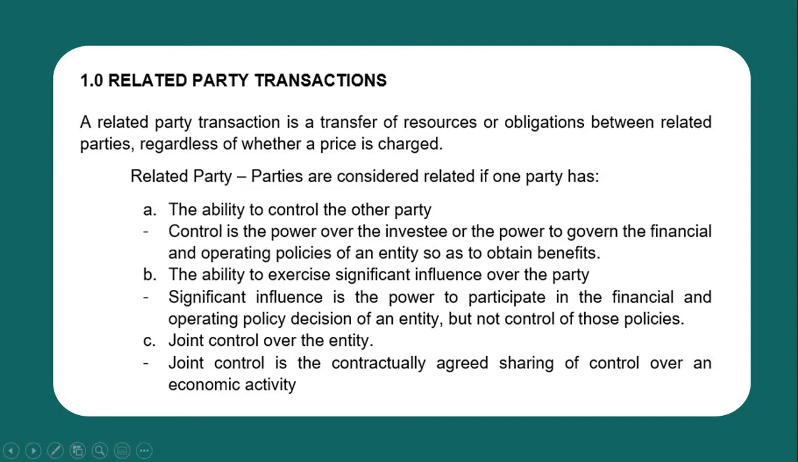And last but not the least, one party has joint control over the entity. Joint control is the contractually agreed sharing of control over an economic activity. Say for example, there is an operation, okay? Then two parties agreed to control jointly. So silang duha, they have the same control over such operation or economic activity. So katong duha ka parties nga naay joint control, they are considered as related parties.